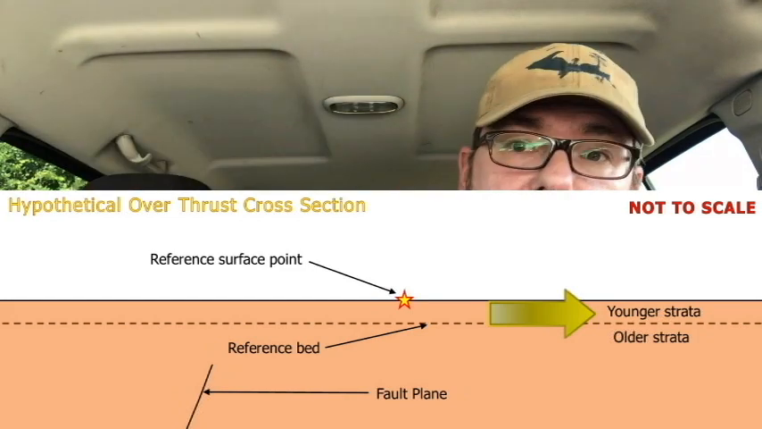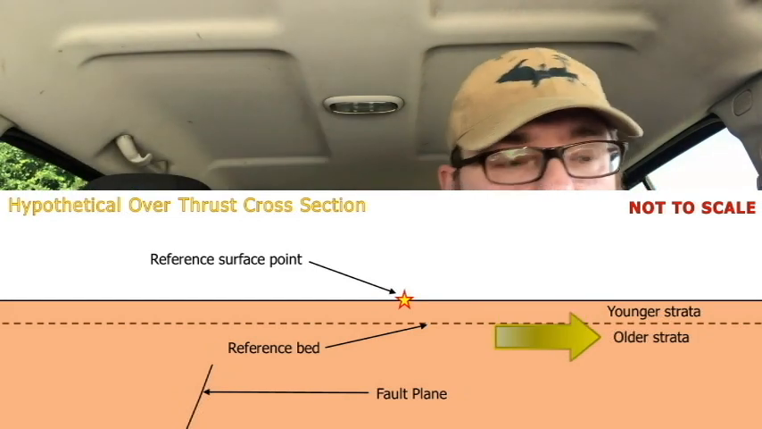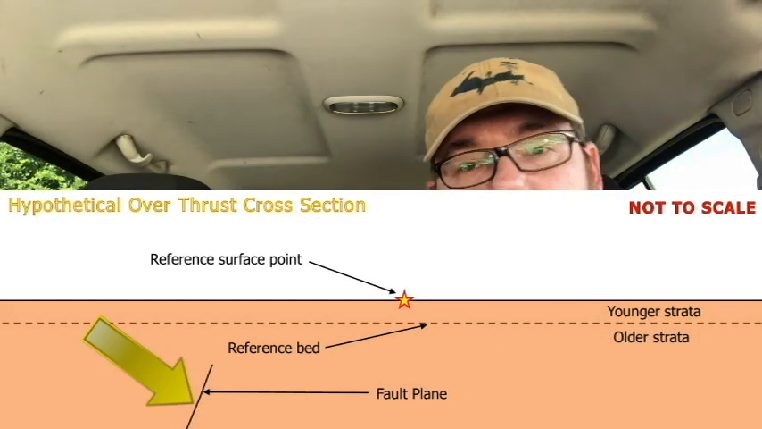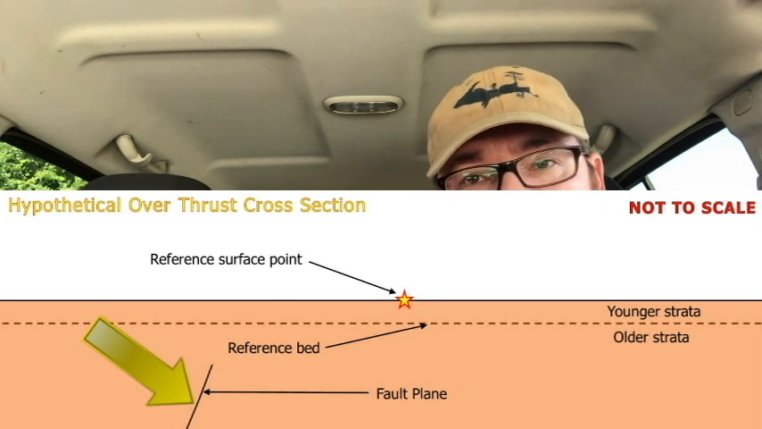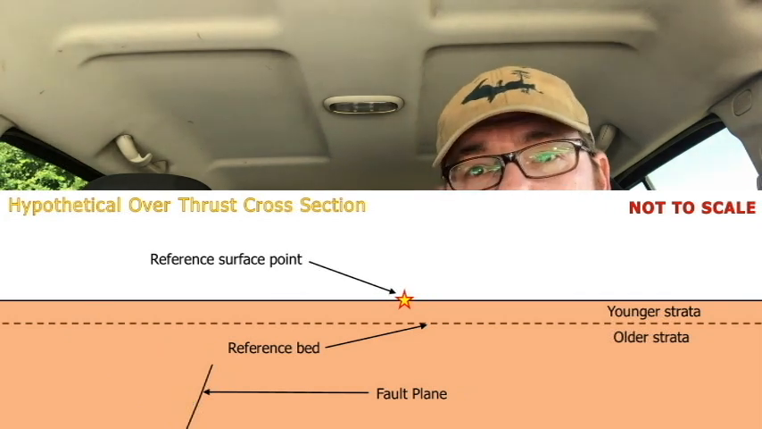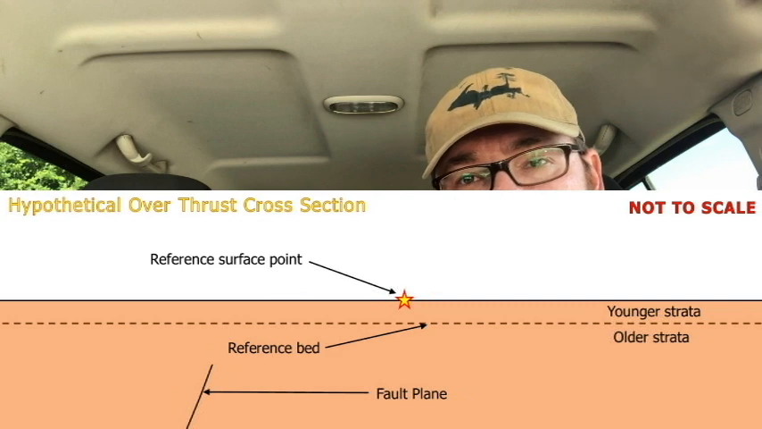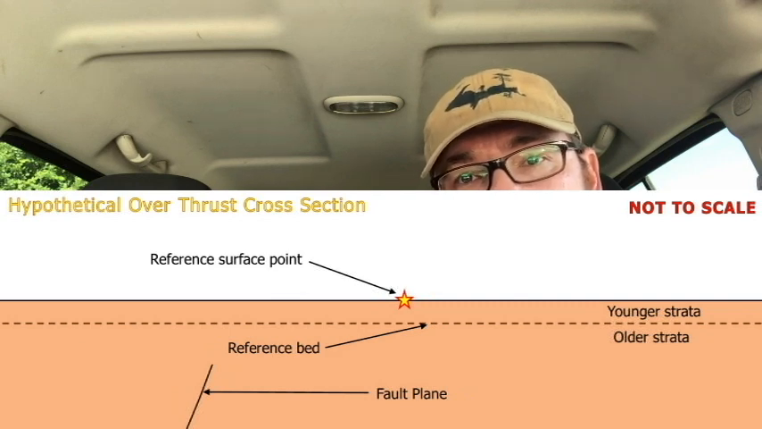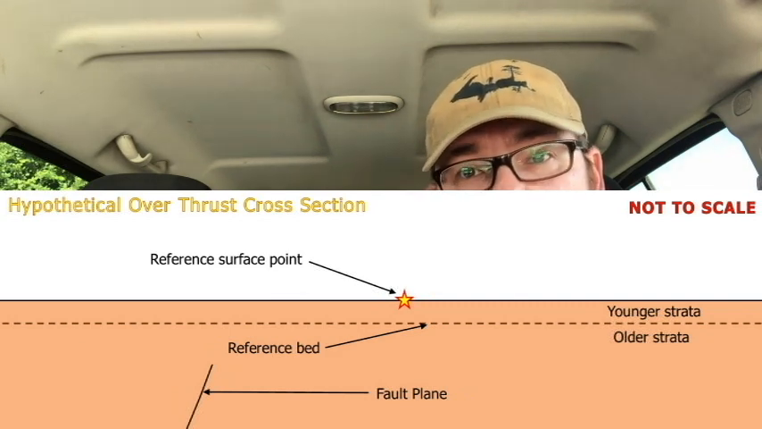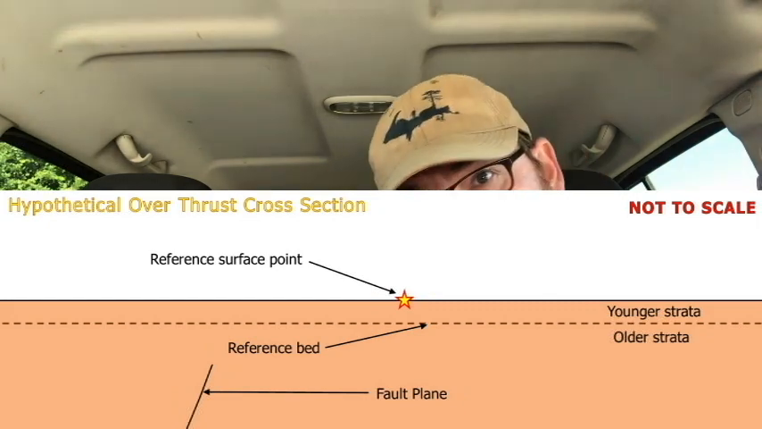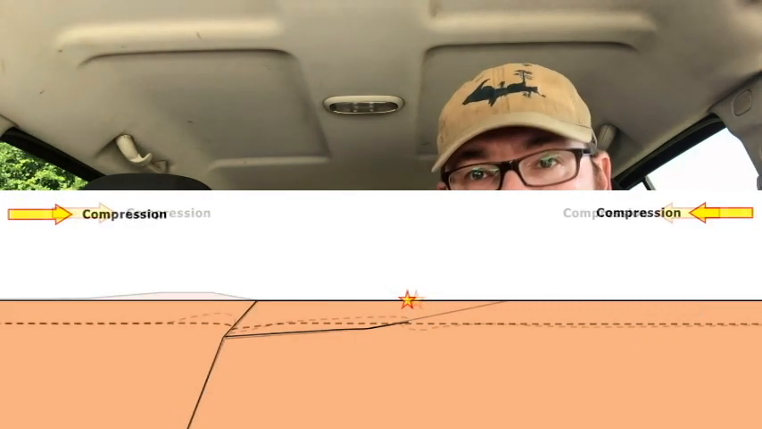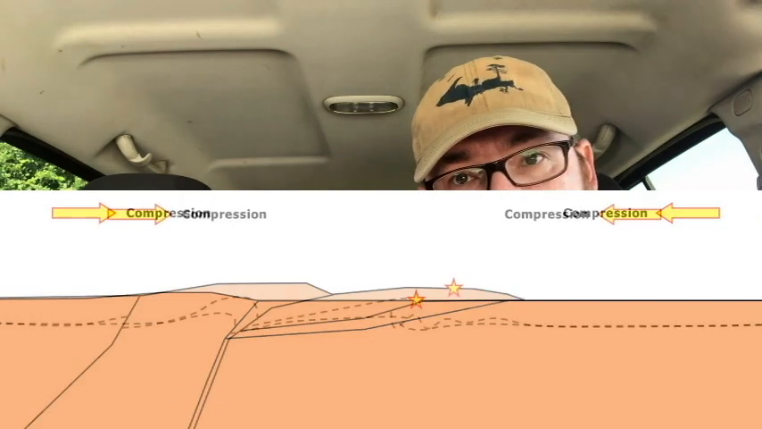The stuff above that is younger deposits. The stuff below that is older. You're going to see a lot of these lines here. This is the beginning of a fault. Any black solid line you see is going to be a fault in this short animation, other than the one that represents the surface. So over time, you get your compression, and this is what occurs.